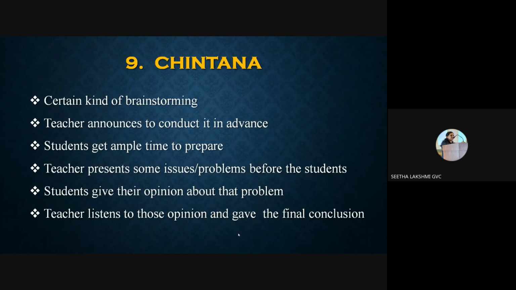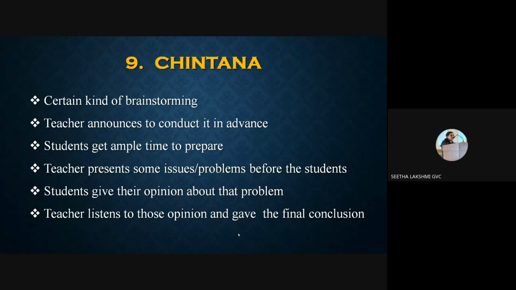Your purpose is that they should give some novel ideas, some good ideas, some solution to some problems. If they are not prepared, they will not be able to do the needful, and your purpose will not be served. So give them ample time. It might be 1 week, 15 days, or 10 days. It's up to you, but give them ample time.